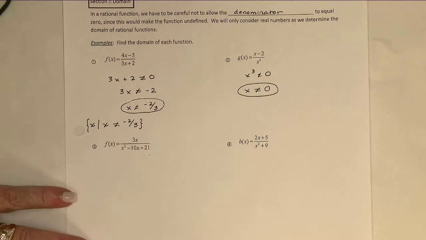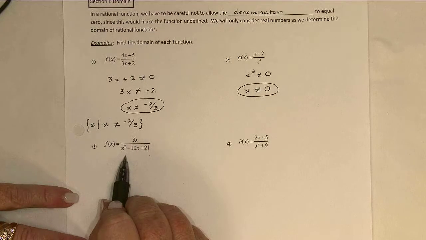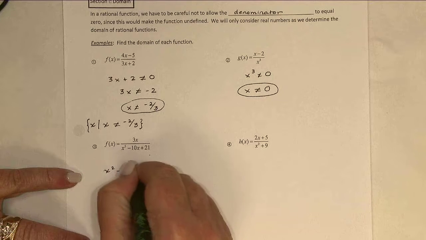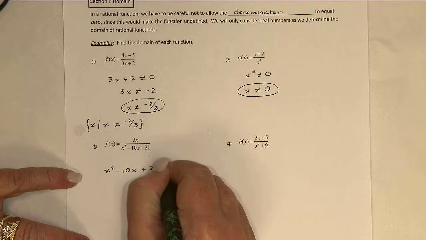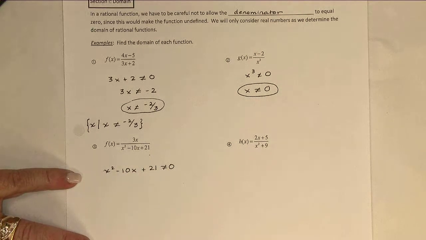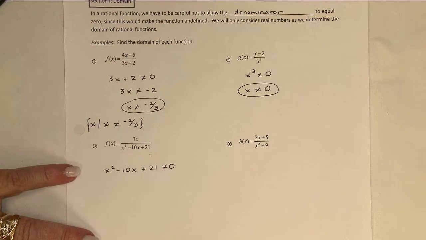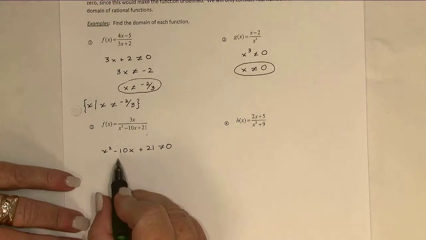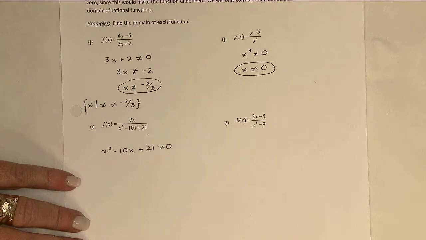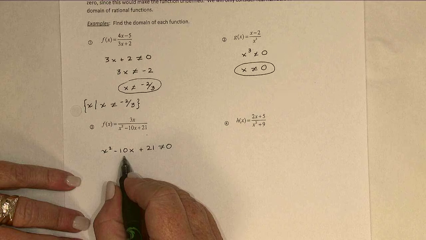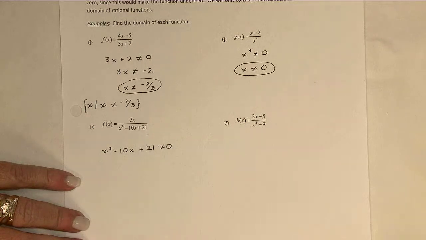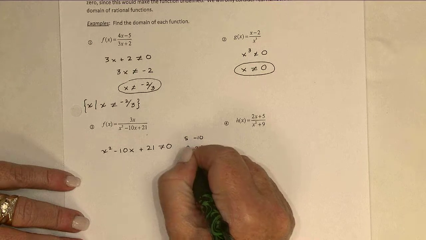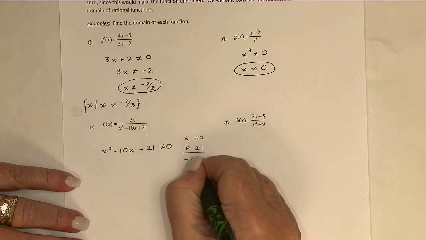In number 3, we'll start out the same way. We can't allow the denominator to be 0. And we haven't done quite as much factoring in the last unit, so this is going to be the unit to bring back all those factoring skills again. In order to solve that, I will try to factor the left-hand side. A sum of negative 10 and a product of 21. Think of negative 3, negative 7.